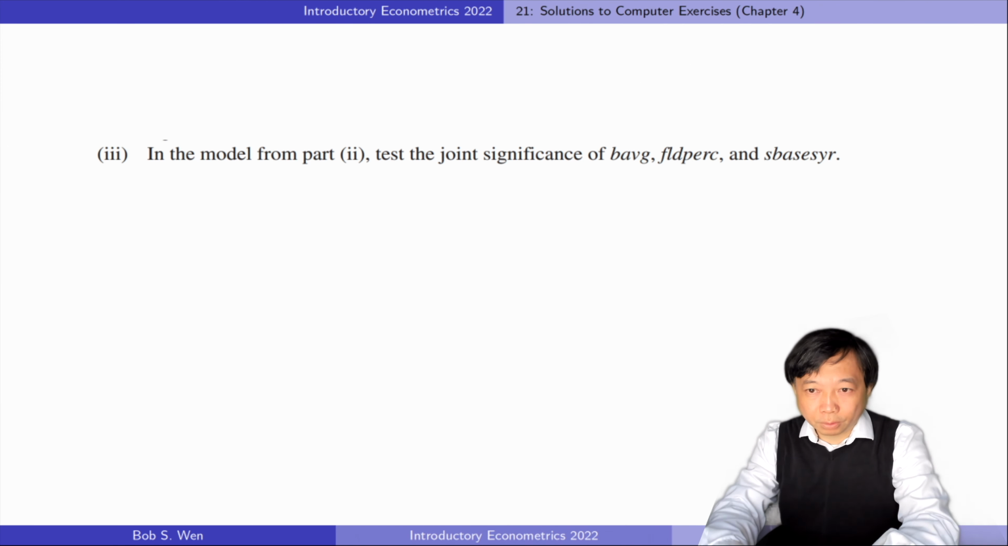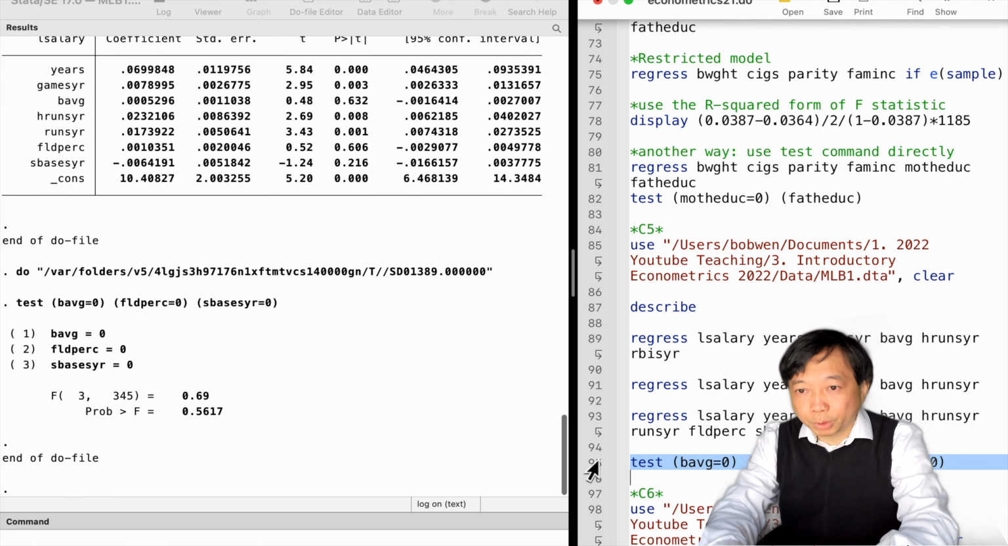For the third question, we could simply type test followed by 3 parentheses and put the restrictions in the parentheses. The F-statistic is tiny, 0.69, and the p-value is big, 0.5617. We fail to reject the null hypothesis that the 3 variables are jointly insignificant at any conventional level. We could also estimate the restricted model and compute the F-statistic by hand, and it should lead to the same conclusion.